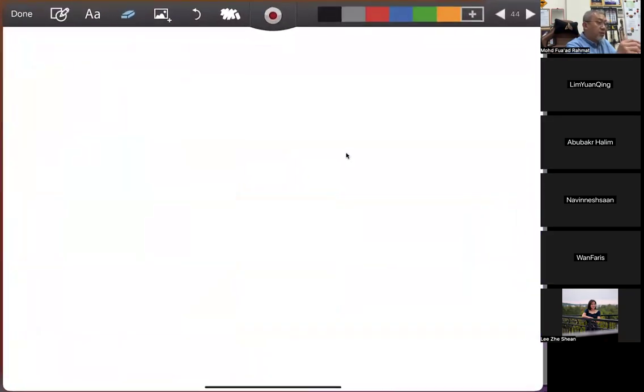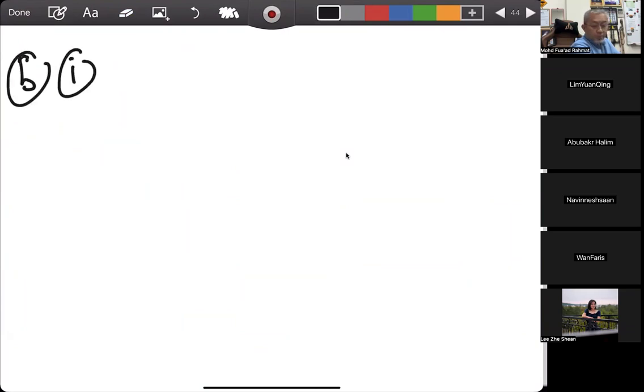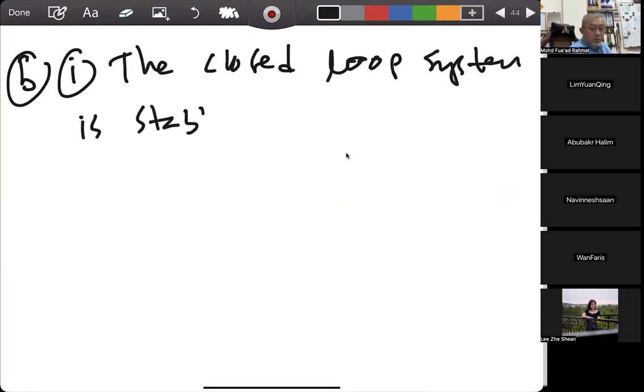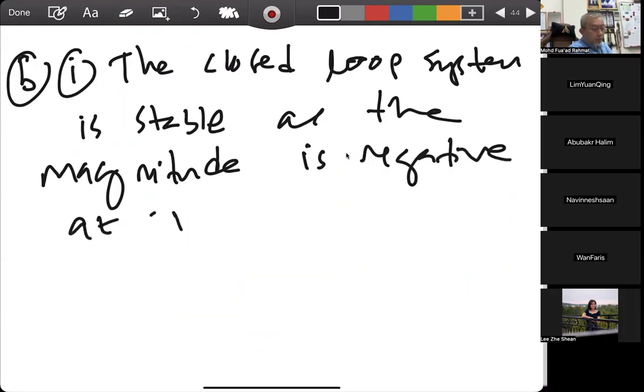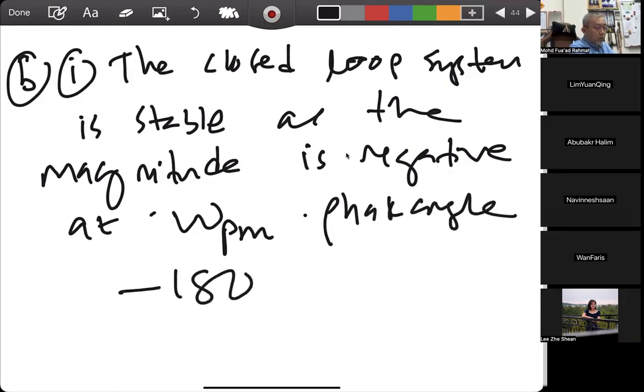So the answer now is B. The closed loop system is stable as the magnitude is negative at omega PM, at omega PM phase angle minus 180 degrees.